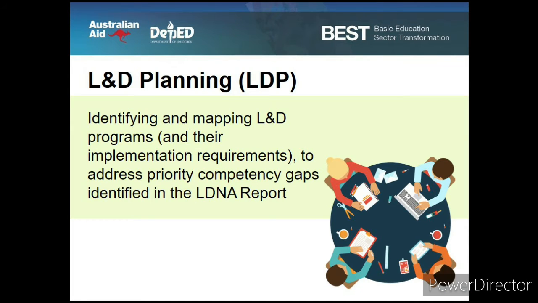We are now on learning and development planning, or the LDP. This covers identifying and mapping learning and development programs and their implementation requirements to address priority competency gaps identified in the LDNA report. An example of a learning and development program at the division level is what we are doing now, the capability training for L&D programs. Other examples are the webinars and trainings provided by the division office to the different employees and offices.